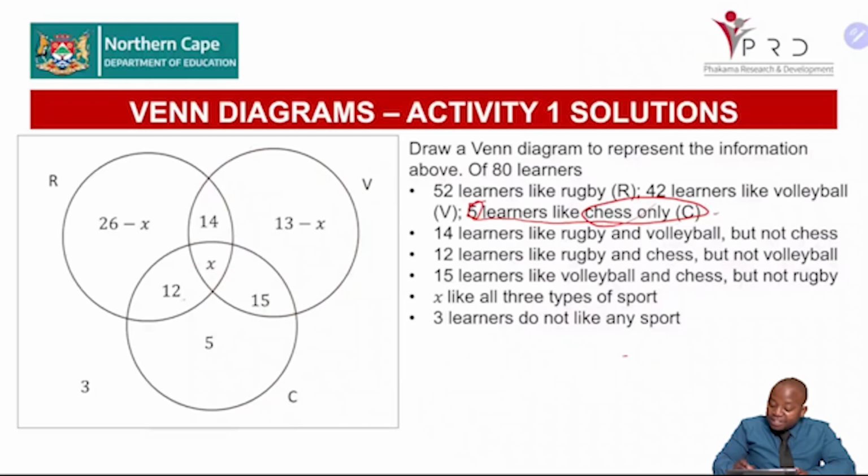We can see the difference here. This one just said 52 learners like rugby. They didn't say rugby only. So the word only is a key part of the statement. Saying chess only means it excludes all other sports, and it remains with chess only. So that word only is very important here. Here it just says 42 learners like volleyball. They didn't say only, so everything on volleyball was 42. Then chess only is going to be 5 in that case.